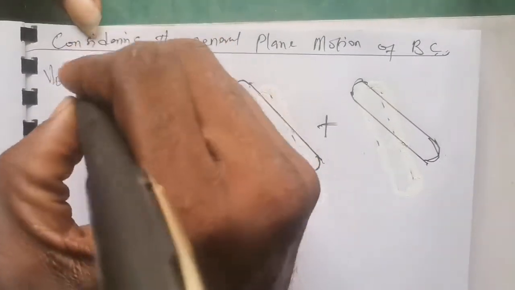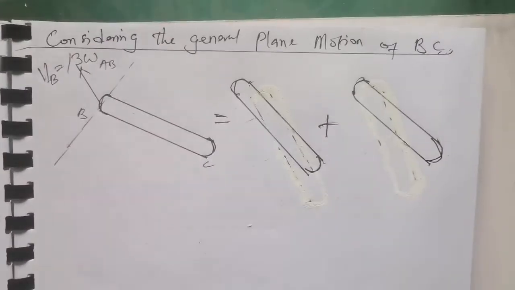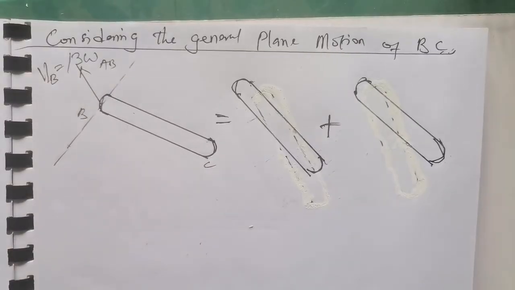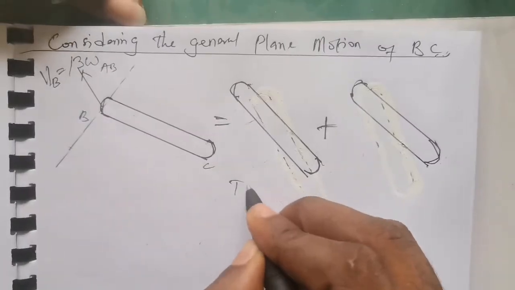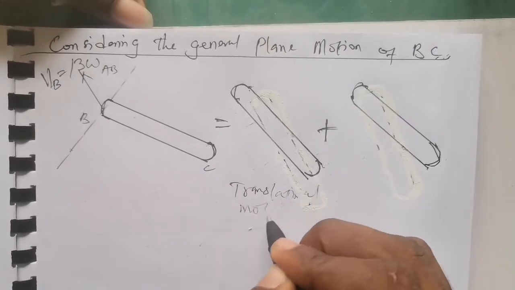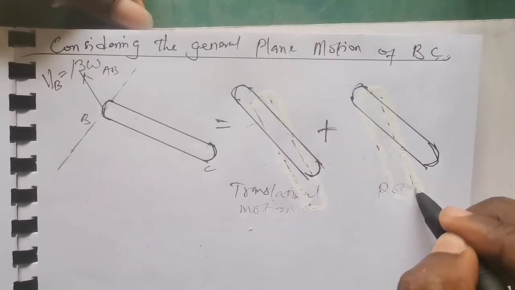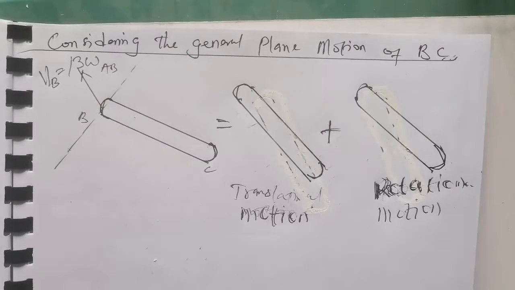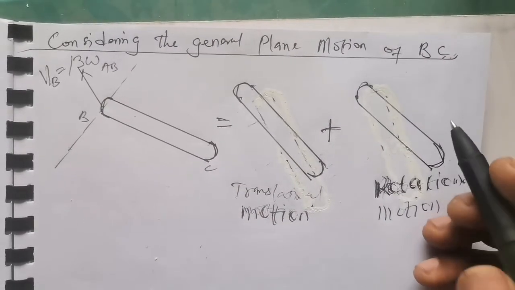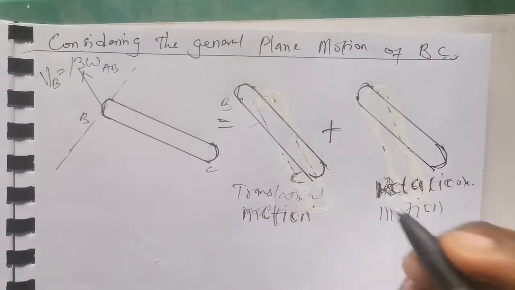So VB, we obtain it to be 13 omega AB. Now the known velocity is at point C, which is 10 foot per second. So the first diagram is the diagram of translation. We are translating the known velocity: translational motion plus rotational motion, which is general plane motion. The first is translational and the second is rotational. Not forgetting here is B and here is point C.